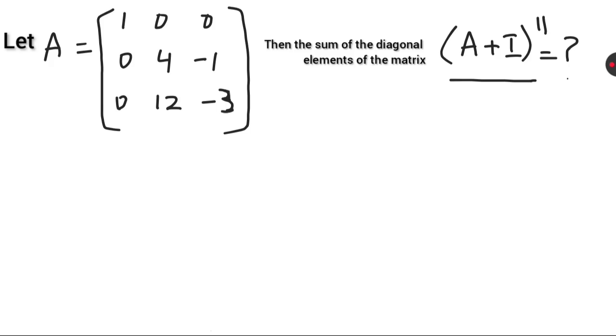Today's question: A is a 3 by 3 matrix. The first row is 1 0 0. The second row is 0 4 minus 1. The third row is 0 12 minus 3. Then find the sum of the diagonal elements of the matrix (A plus I) whole raised to the power of 11.